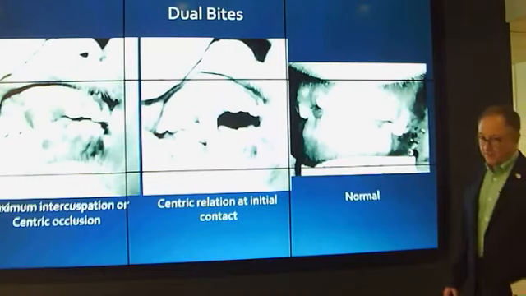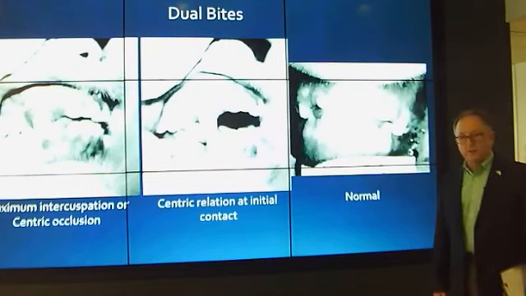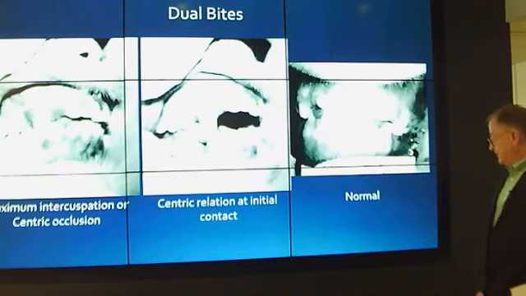For those of us who love occlusion and are familiar with Pankey, Dawson, Spear, Koyce, take a look at this. We'll look closely at these pictures. The one on the far side is maximum intercuspation, which means the place where the monkey chews the most. But if he really bites into something hard and hits centric relation and initial occlusion, now we have a whole different problem. Now the bite's wide open. Normal is on the far side right here.